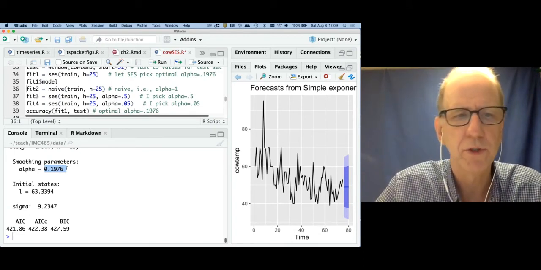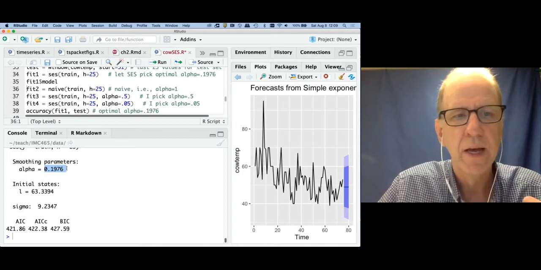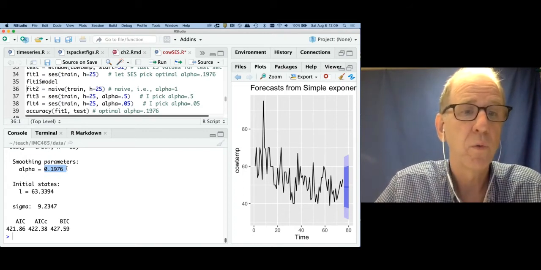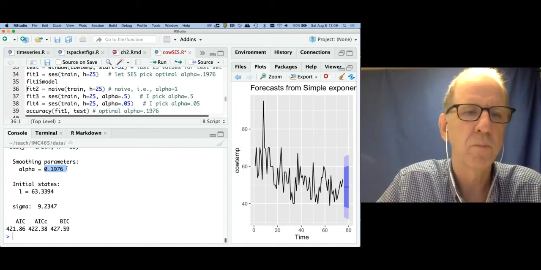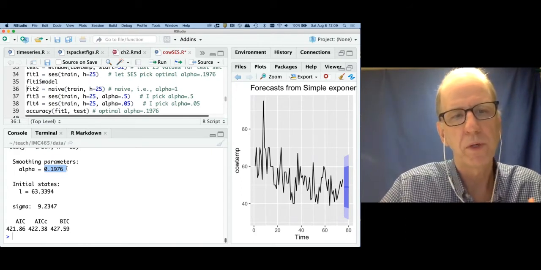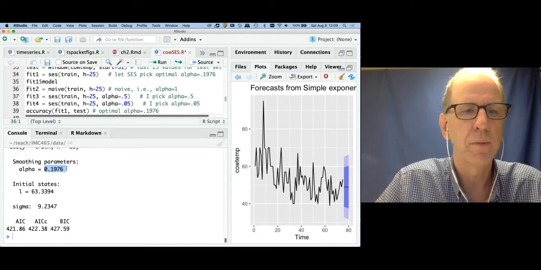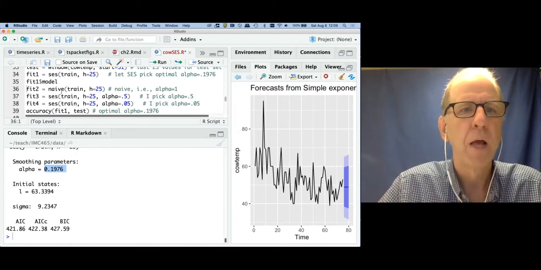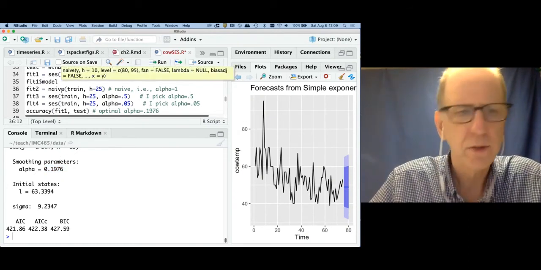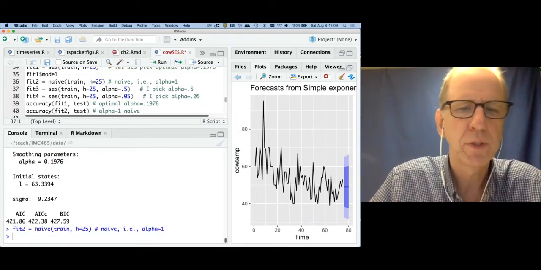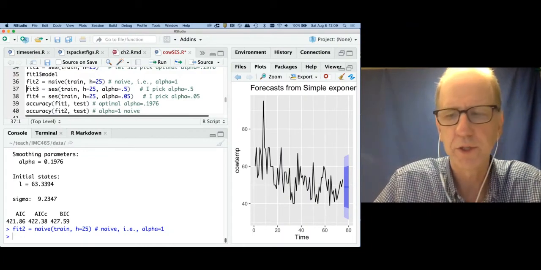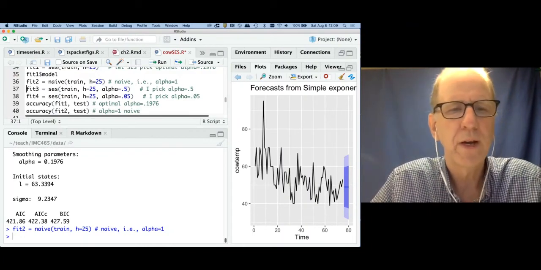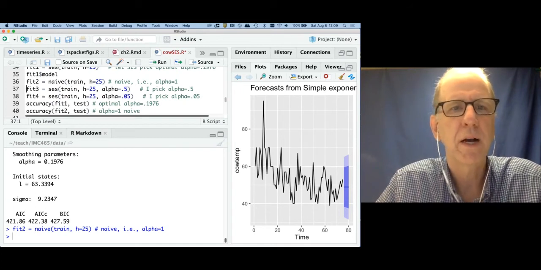Actually, since I'm only using the first 50 observations, it chooses a slightly different alpha of 0.1976. Earlier it was slightly more than 0.2. But what we're seeing is that this optimal amount of weight is about 0.2. And then just for fun, let's take the naive method, which would give all the weight to the current observation. And I chose a few more values of alpha just for contrast.